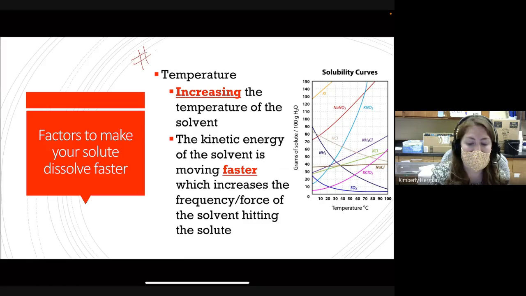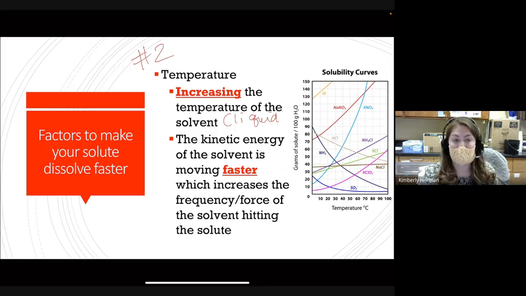So way number two to affect the rate of solubility is increasing the temperature of the solvent. Now remember, our solvent, we're talking about a liquid or a dissolving medium. Our universal solvent is water. Now, the kinetic energy of that solvent is moving faster, which increases the frequency or the force of that solvent hitting the solute. Now, we can even see this graphically as a solubility curve.